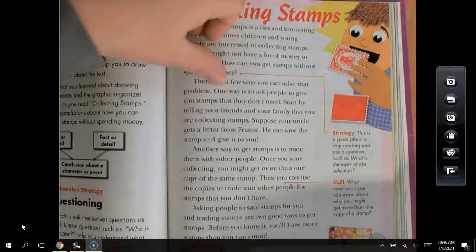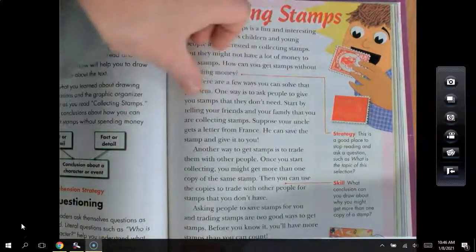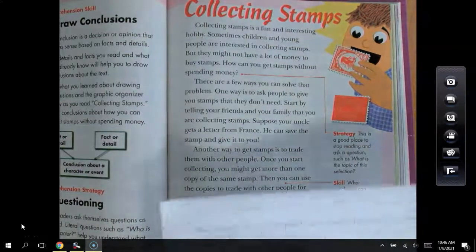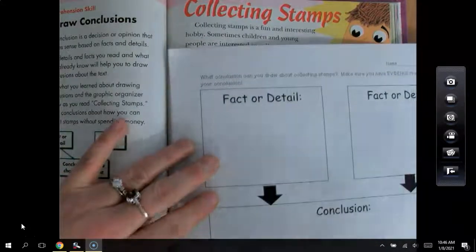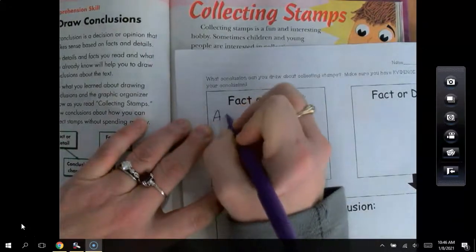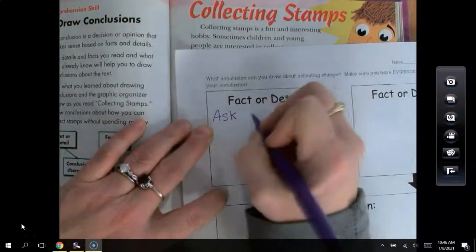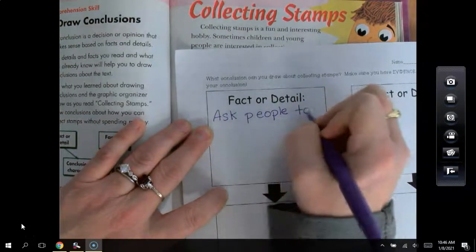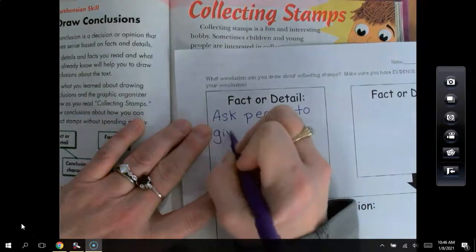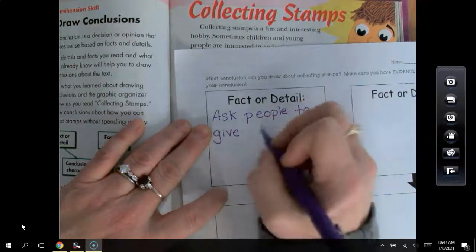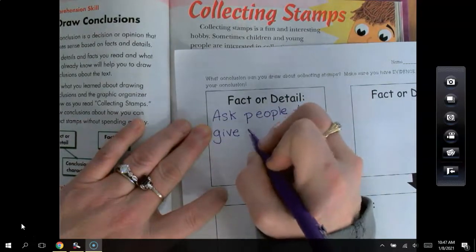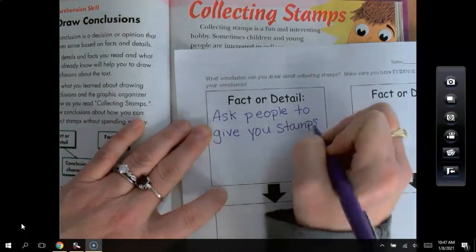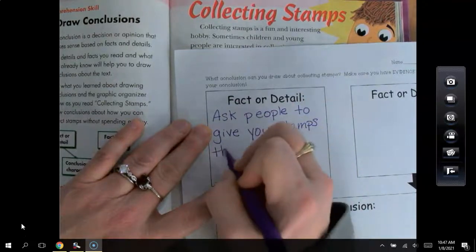I even see one way is to ask people to give you stamps that they don't need. Well, that's a great way. So let's write that as our fact. We can ask people to give you stamps that they don't need.